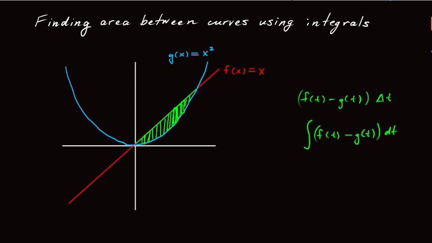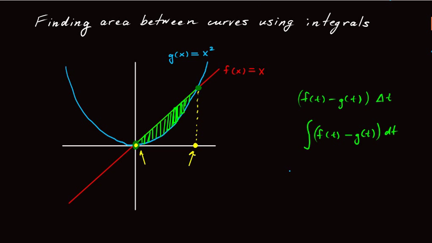Now where do I want to integrate it? I want to integrate it between here and here. That is, in terms of the x-axis, I want to integrate between here and there. So what are these two points? Well, these are the places where my integrand, the thing I'm integrating, is actually equal to 0.